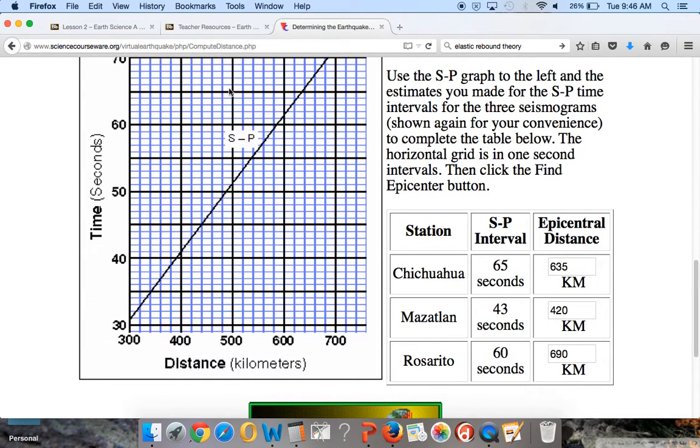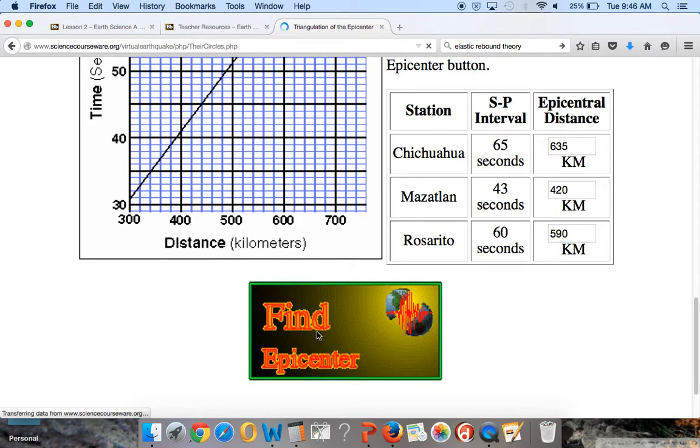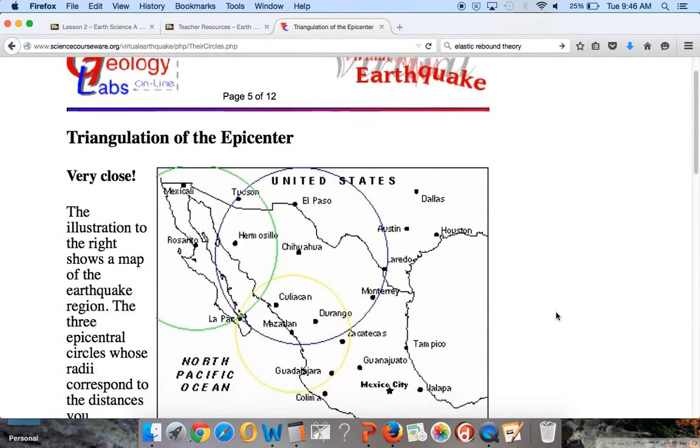65 seconds, I have 635. Mazatlan at 43 seconds, 420. And at 6 seconds, or 60 seconds, oh, there's my mistake. That shouldn't be 690. It should be 590. So I'm going to change that. Find the epicenter, and I get a very close.